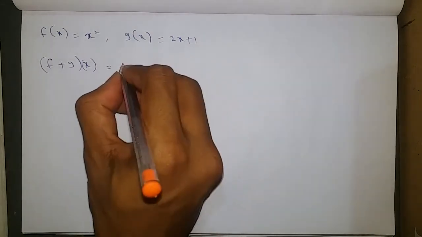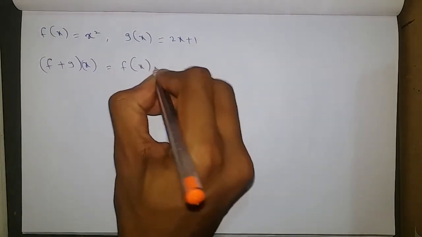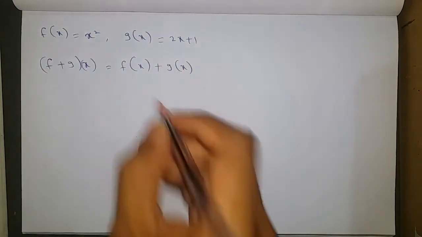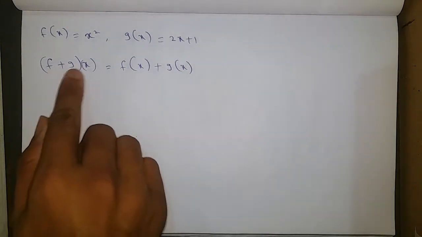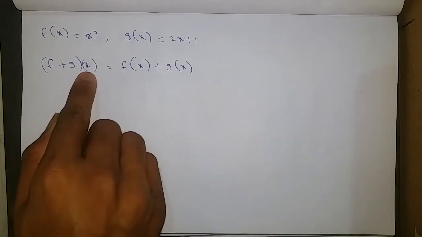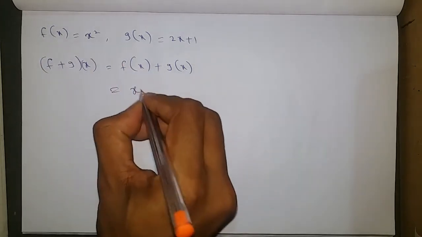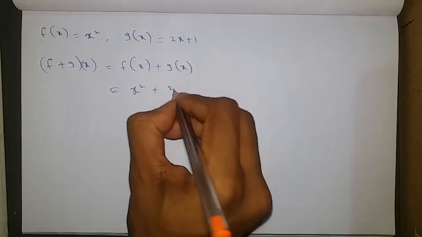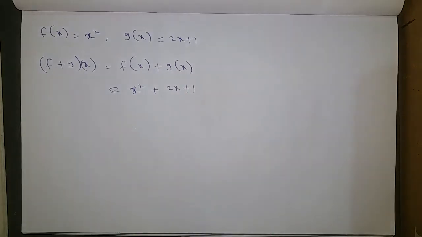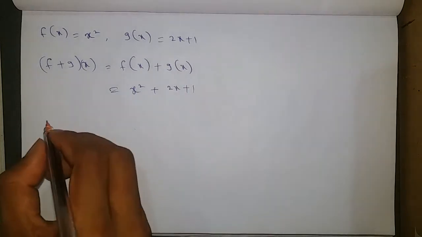F plus g of x is nothing but f of x plus g of x. So f of x value is x square plus g of x value is 2x plus 1. Next, let us check for subtraction.